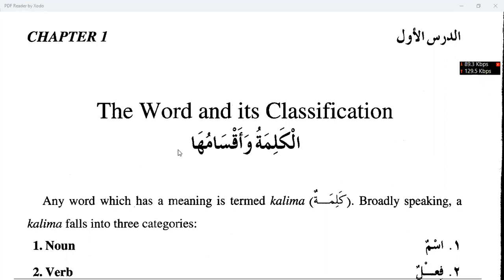Assalamu alaikum. Wa alaikum assalam. My question is about the adjective. Where are they included? In the noun or verbs? Okay, you want to ask in which category adjectives are placed. Adjectives are placed in the category of ism in Arabic. We'll study it in the next chapters in detail.